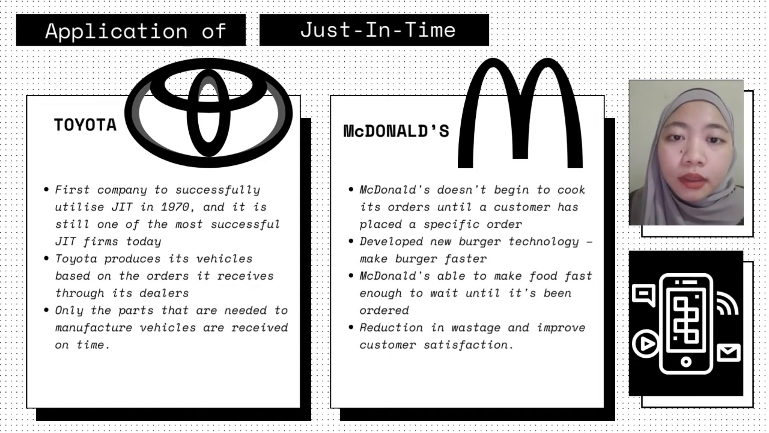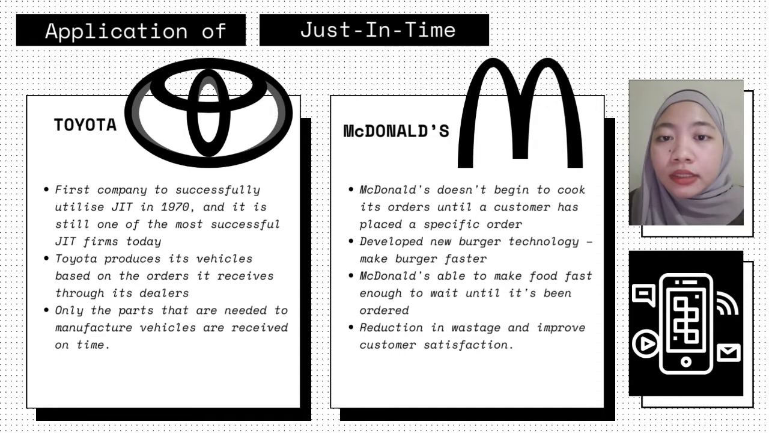The second big corporation that will be discussed is McDonald's. Basically, McDonald's is the same as Toyota, in terms of the application of the just-in-time system. The difference is just the industry. Toyota is the automotive industry and McDonald's is the fast food industry, or food and beverages industry. That is the only difference in my opinion. The idea is still the same.